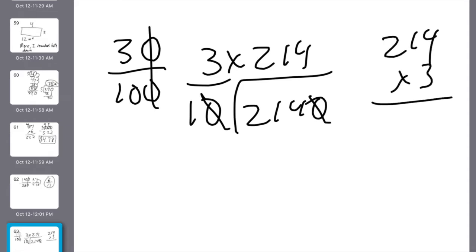214 times 3. I'm not going to try to write that side by side. That's not how I do multiplication. So I write it up and down. 12, carry the 1. 3 plus 1 is 4. 3 times 2 is 6. So they went 642 miles.